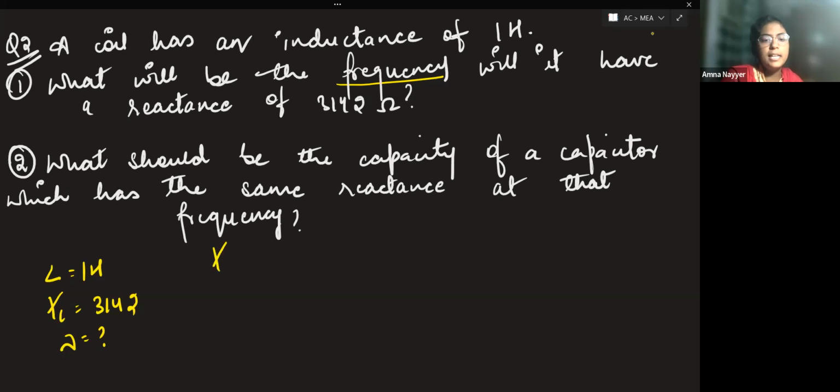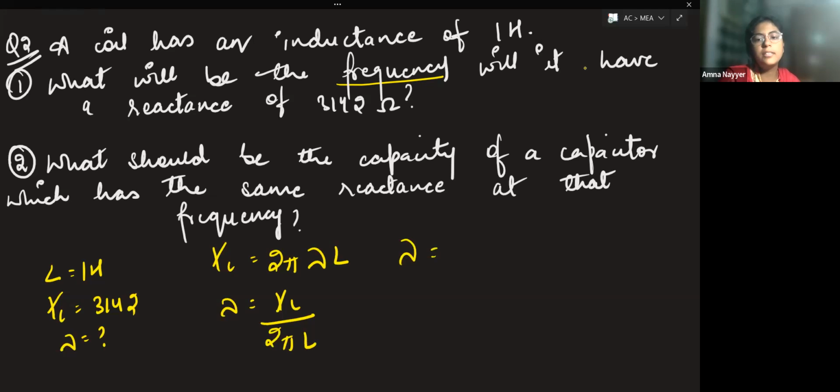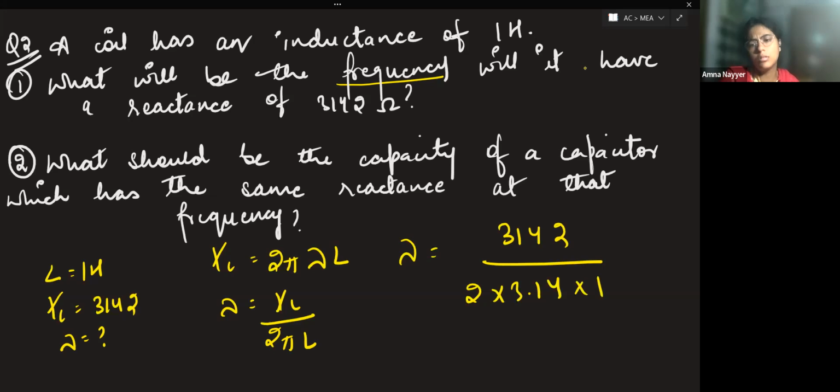Anyway, so XL is written as 2 pi nu L. From here, frequency will be XL divided by 2 pi L. Frequency will be XL, which is 3142, divided by 2 into 3.14 into 1. So it will be 50, right? If you have 3.142, we write this. So this becomes 500,000. This gets cancelled. Frequency will be approximately 500 hertz.